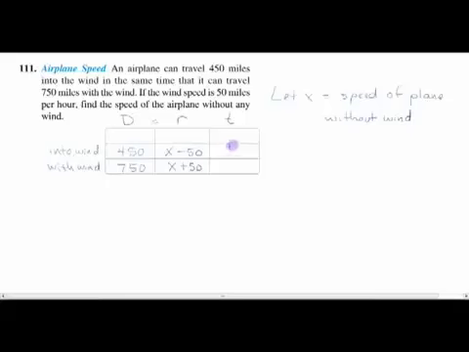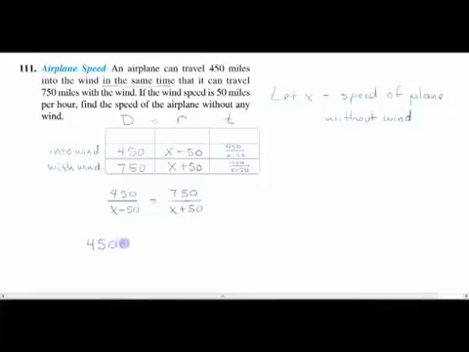So this time is 450 over x minus 50. This time is 750 divided by x plus 50. Reading the problem again, we see that we can travel 450 miles into the wind in the same time that it can travel 750 miles with the wind. This means that, again, my times are equal. 450 over x minus 50 equals 750 over x plus 50. Now that I have a proportion, I can go ahead and cross multiply.